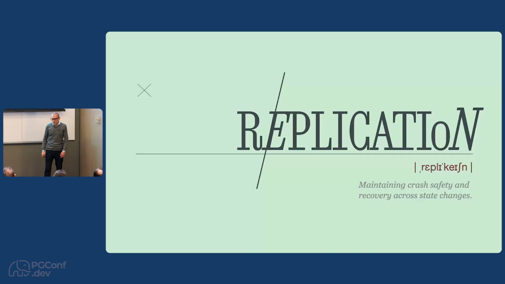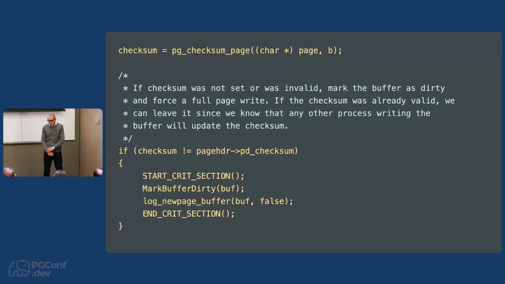Another problem, we had some issues with replication. Now, the original code looked like this. It would calculate the checksum on a page, and it would check, does it match what is already written on the page? And if it doesn't, dirty the buffer. But if it does, well, that's a good optimization. We don't have to dirty the buffer. We can just move on.